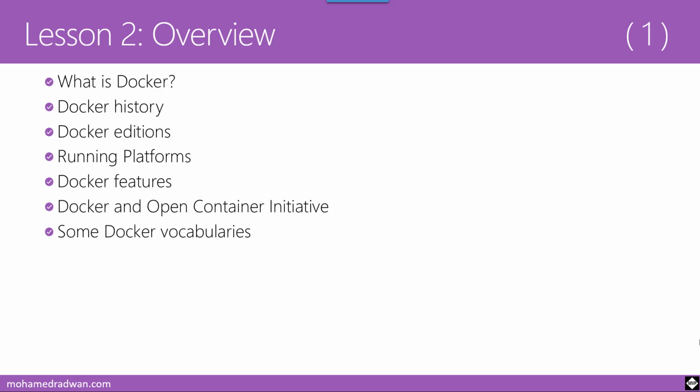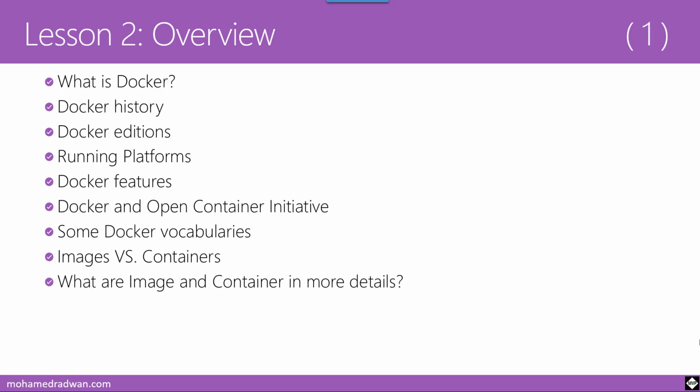Then we will get an overview about some of the Docker vocabularies. This includes the Docker image, container, registry, and many others. These are a few of the vocabularies, and in the next lessons we will get more and more into those vocabularies. And then we will understand what an image and a container are and what the difference is between them. And after that, we will go into more detail and depth about image and container to make sure we understand that very well.